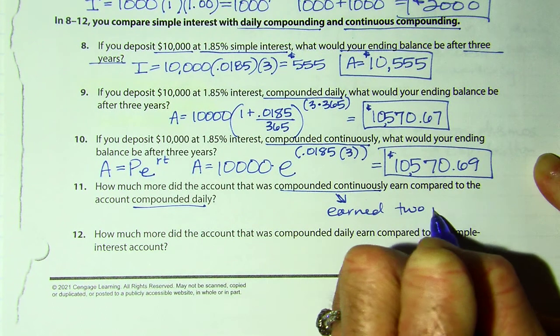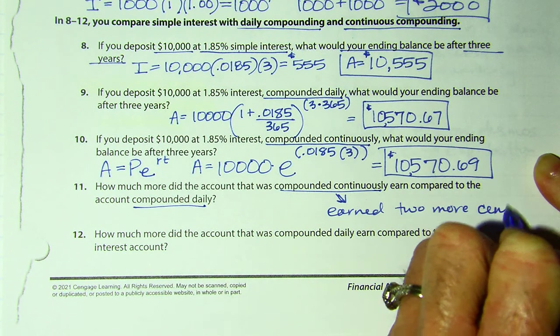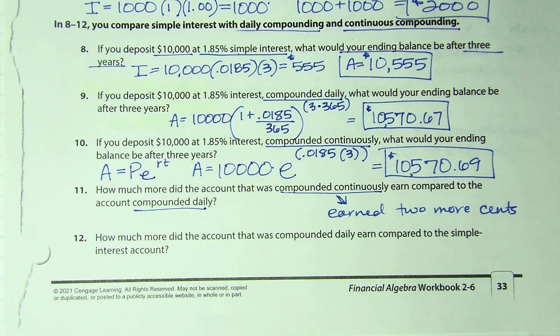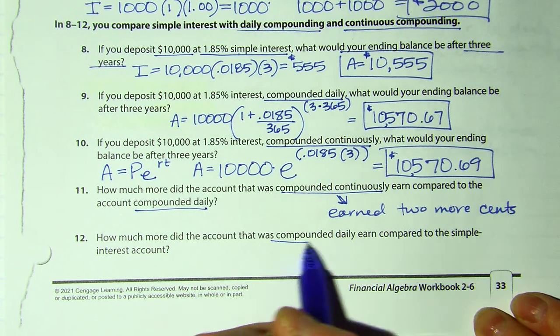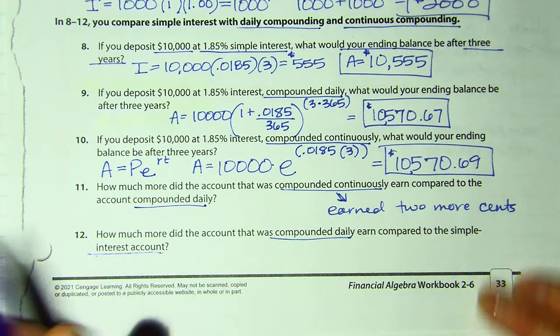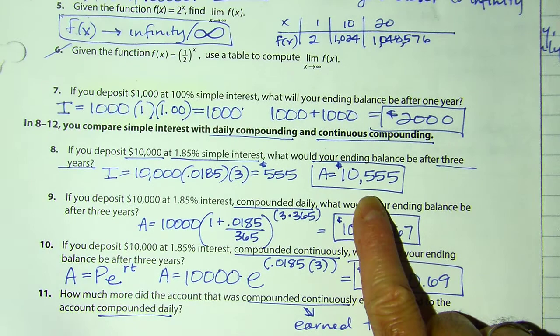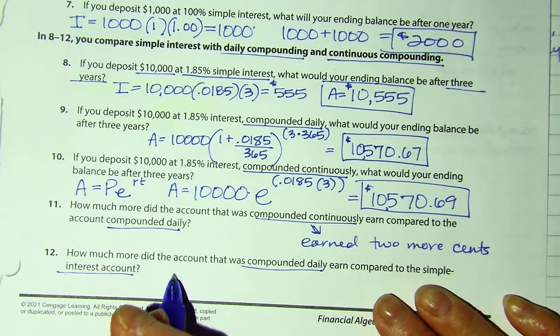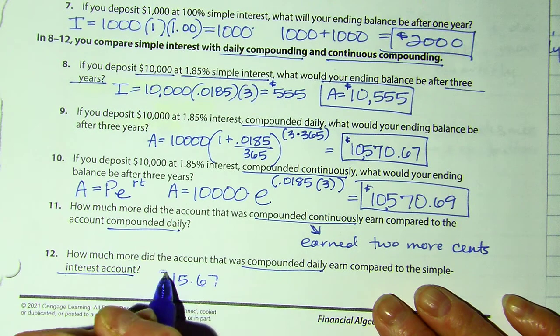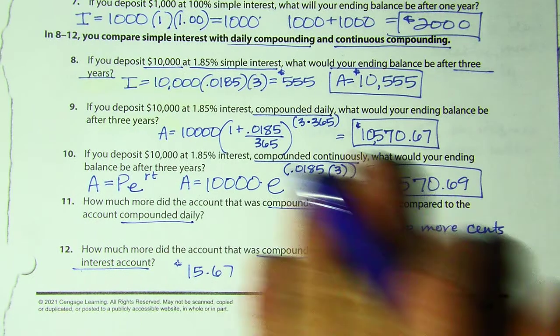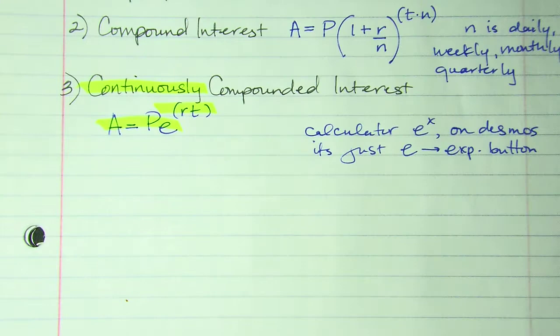So number 11, if I'm comparing compounded continuously to daily, continuously earned 2 more cents, like literally like pennies. How much did the account that was compounded daily earn compared to simple? So it would be this minus that, which looking at it, that's $15.67. Okay, next page, couple more.